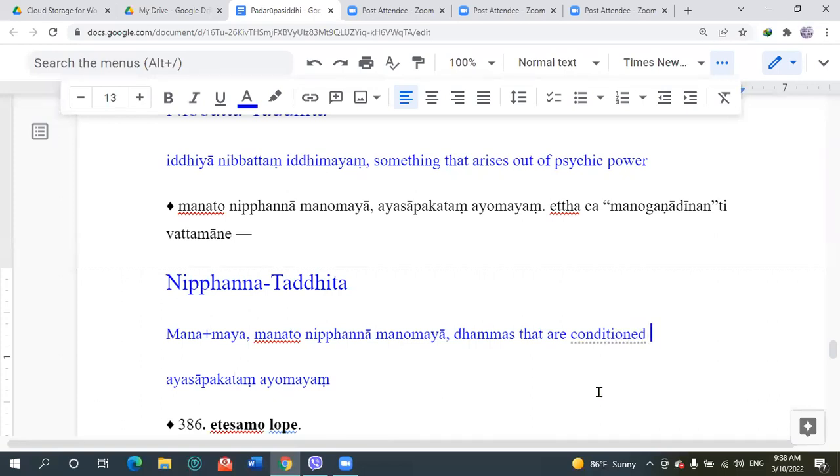Conditioned by mind. Another, conditioned by mind. Manomaya. Dhammas. Nibbana Taddhita. So here, instead of having manamaya, in the middle we have O, manomaya. This is the characteristic of monoganary groups, monoganary nouns.